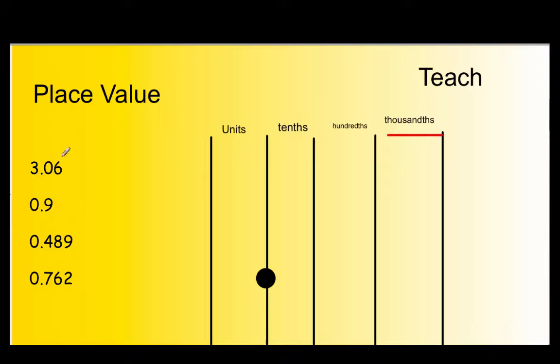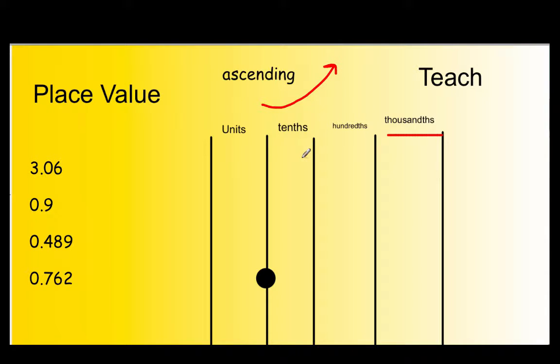Okay guys, here's some decimals, and I want you to put these in ascending order. Now ascending order means that you go from small to large. So you're going to start at the bottom and go up. And I'm going to show you how you do this.